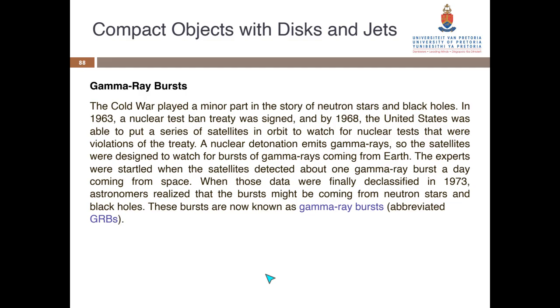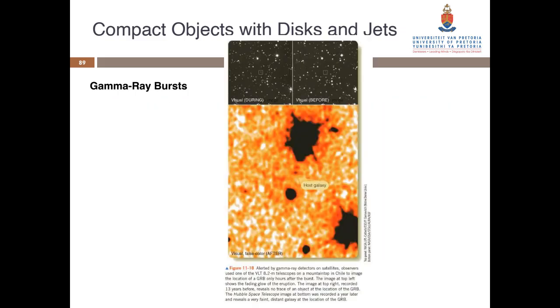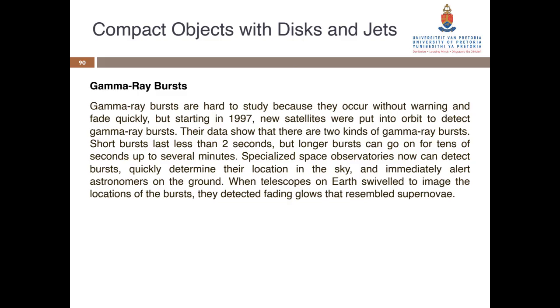And when those data were finally declassified in 1973, astronomers realized that the bursts might be coming from neutron stars and black holes. And these bursts are known as gamma ray bursts, or abbreviated GRBs. So this is a gamma ray detection from satellites. Gamma ray bursts are hard to study because they occur without warning and fade quickly.